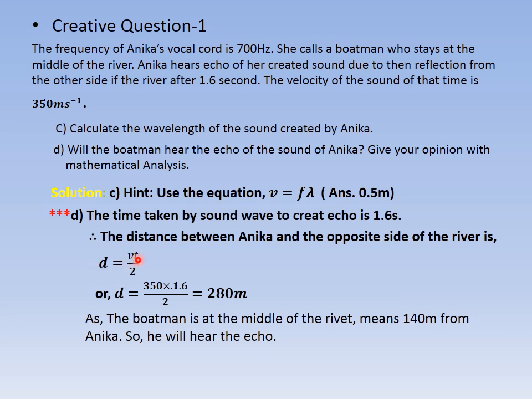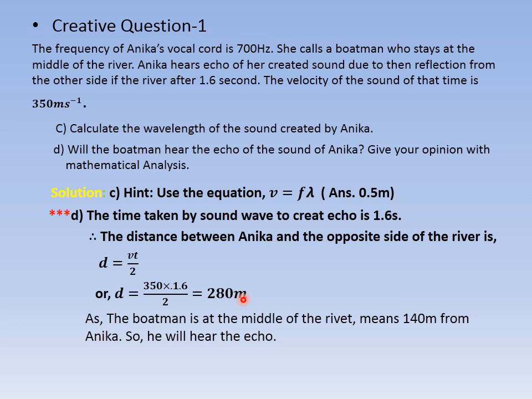D means the distance, v means the velocity. The velocity is 350 meter per second. t is the required time, which is 1.6, divided by 2. The value is 280 meter. That means this is the distance between the source and the reflector, which is 280 meter.